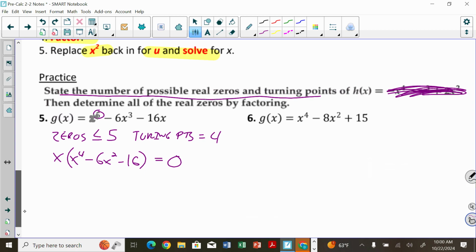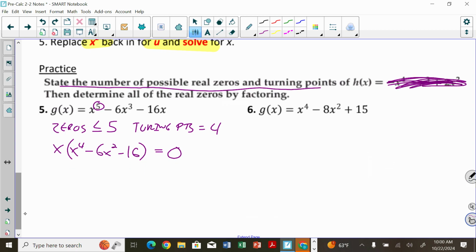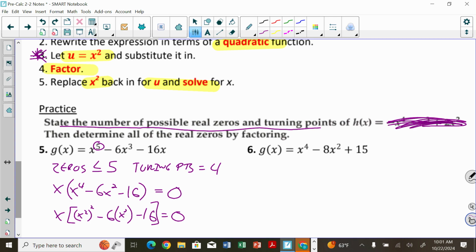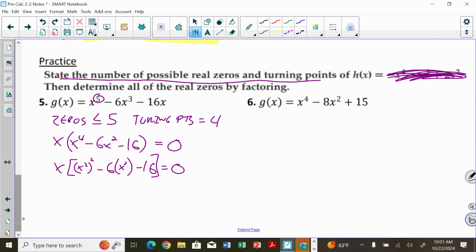Now, where we see the x squared, because I can rewrite it in this form, I can say x squared squared, right? Because that would be x to the 4th minus 6, and I'm just putting it in parentheses because of the next part, minus 16 equals 0. Gotta close that bracket down. And now if we look, it says, again, let u equal x squared, and then we can use it as a quadratic, or we can factor it, right?